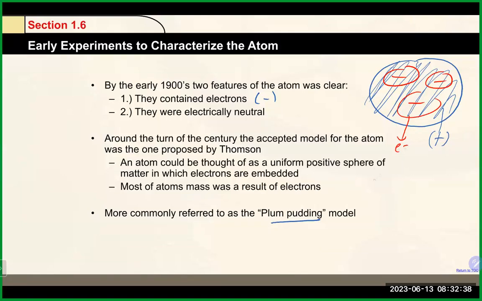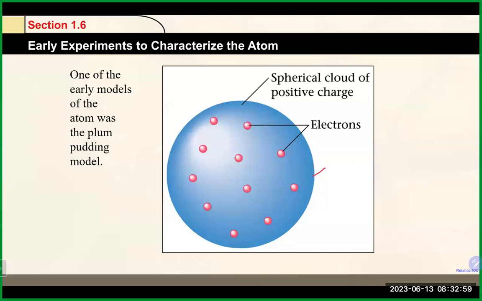Also, one of the major things in this model was that most of the mass of the atom was a result of those electrons. So this was the accepted model of the atom: a sphere of positive charge with electrons embedded inside, and most of the mass of the atom made up of those electrons. This would account for why the atom is electrically neutral, with a nice diffusion of positive charge over it. And this was the accepted model of the atom until more experiments were done.